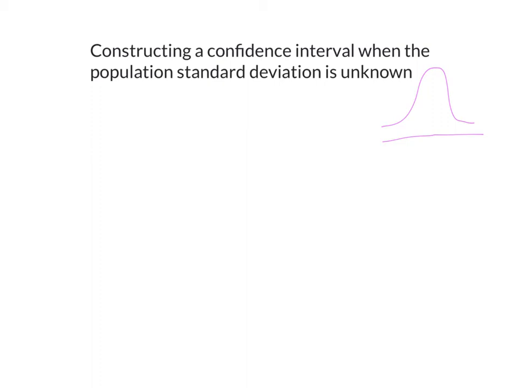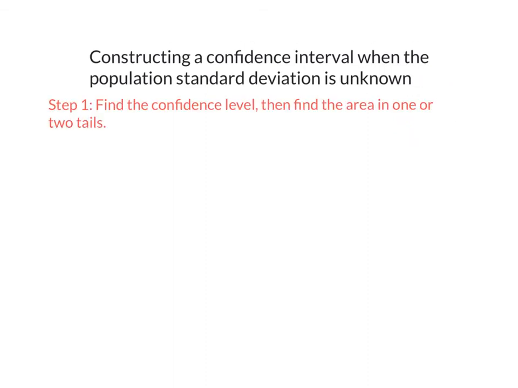So we'll still have a confidence level that we want to find. We'll have our n that's given to us, the sample size. The only difference is instead of a population standard deviation, we have to have a sample standard deviation. So first thing you need to do is find the confidence level and then find the area in 1 or 2 tails. And I will just use 95% as an example here.